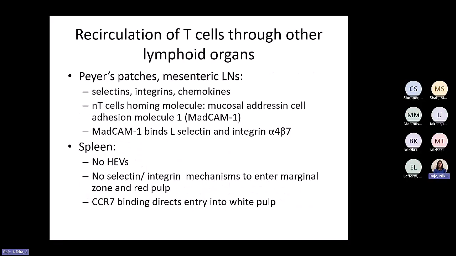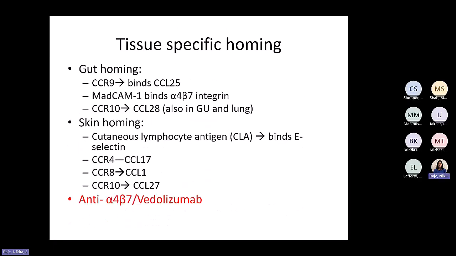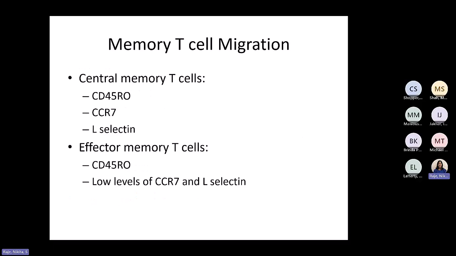We talked about tissue homing, and vedolizumab, that is an alpha-4 beta-7 antagonist. And then we talked about effector T cells. Now it's memory T cells. There are two types of memory T cells, central and effector memory T cells. Central memory T cells express CD45RO, CCR7, and L-selectin. So they have CCR7 and L-selectin. Guess where they're going to end up? They're going to end up in the secondary lymphoid tissues where they're going to reside.